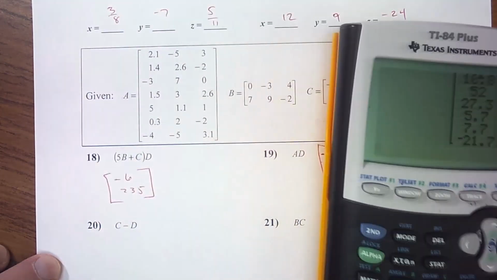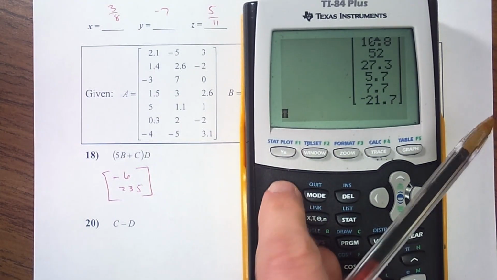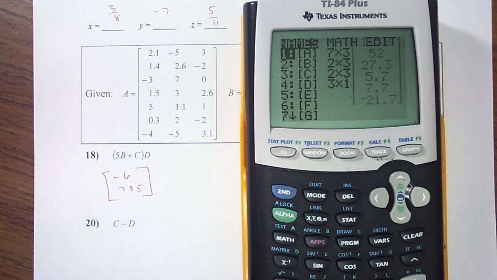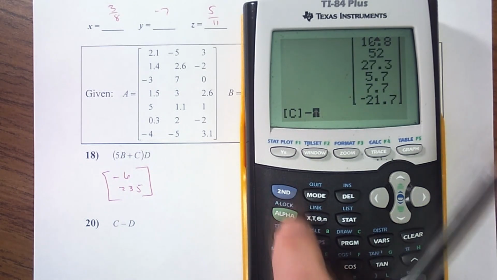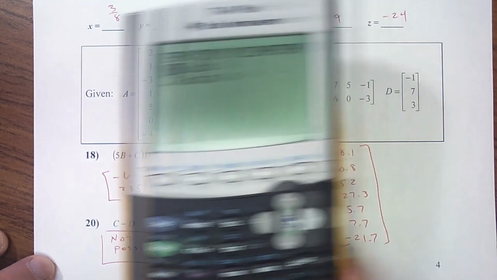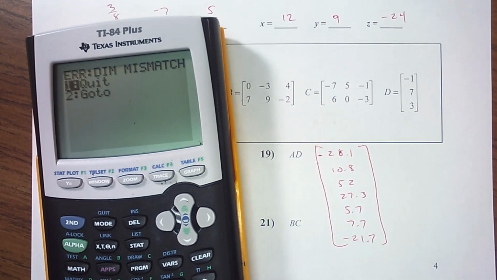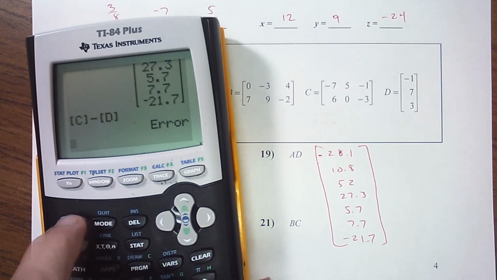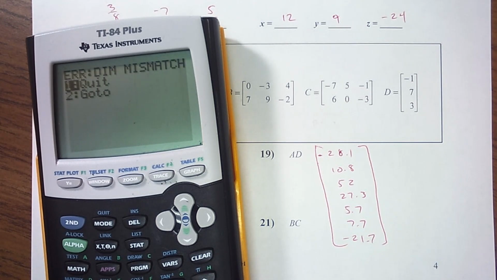For number 20, we have C minus D. So that's matrix 3 minus matrix 4. And that's a dimension mismatch. So C minus D is not possible. And last we have 21, B times C. So that's matrix 2 times matrix 3. And we have another dimension mismatch, so this one is also not possible.